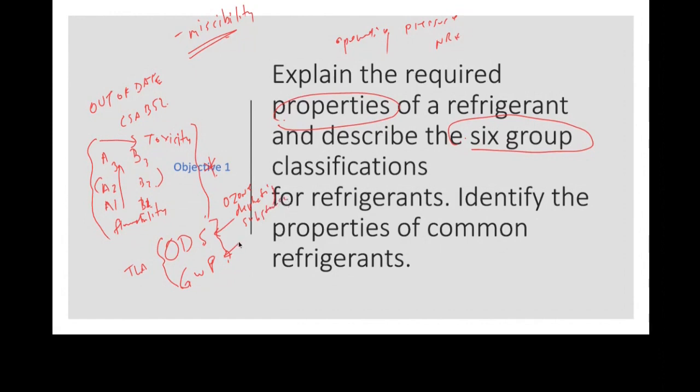Okay, an ODS is an ozone-depleting substance. So we need to know, for example, what effect a particular refrigerant has on the ozone layer. And GWP stands for global warming potential. And so we want to know for a particular refrigerant what its particular global warming potential is. You should be able to discuss various refrigerants, keeping in mind all of these various terms.